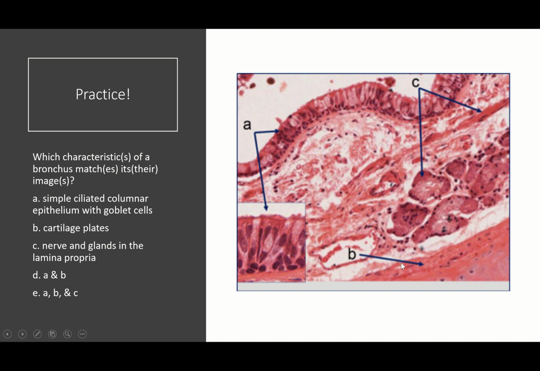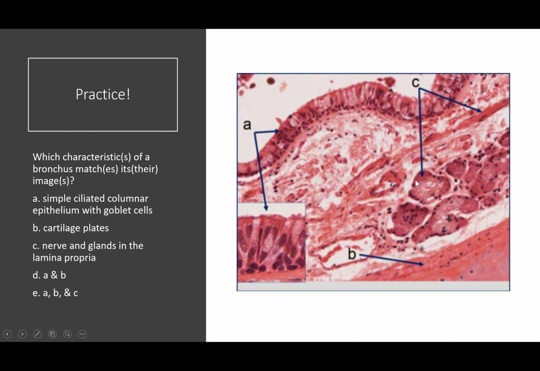B, cartilage plate. So we already said we have cartilage plates in the bronchus, and yes, this is an example of a cartilage plate. This is hyaline cartilage in here around parts of your bronchus. C, it says nerve and glands in the lamina propria.